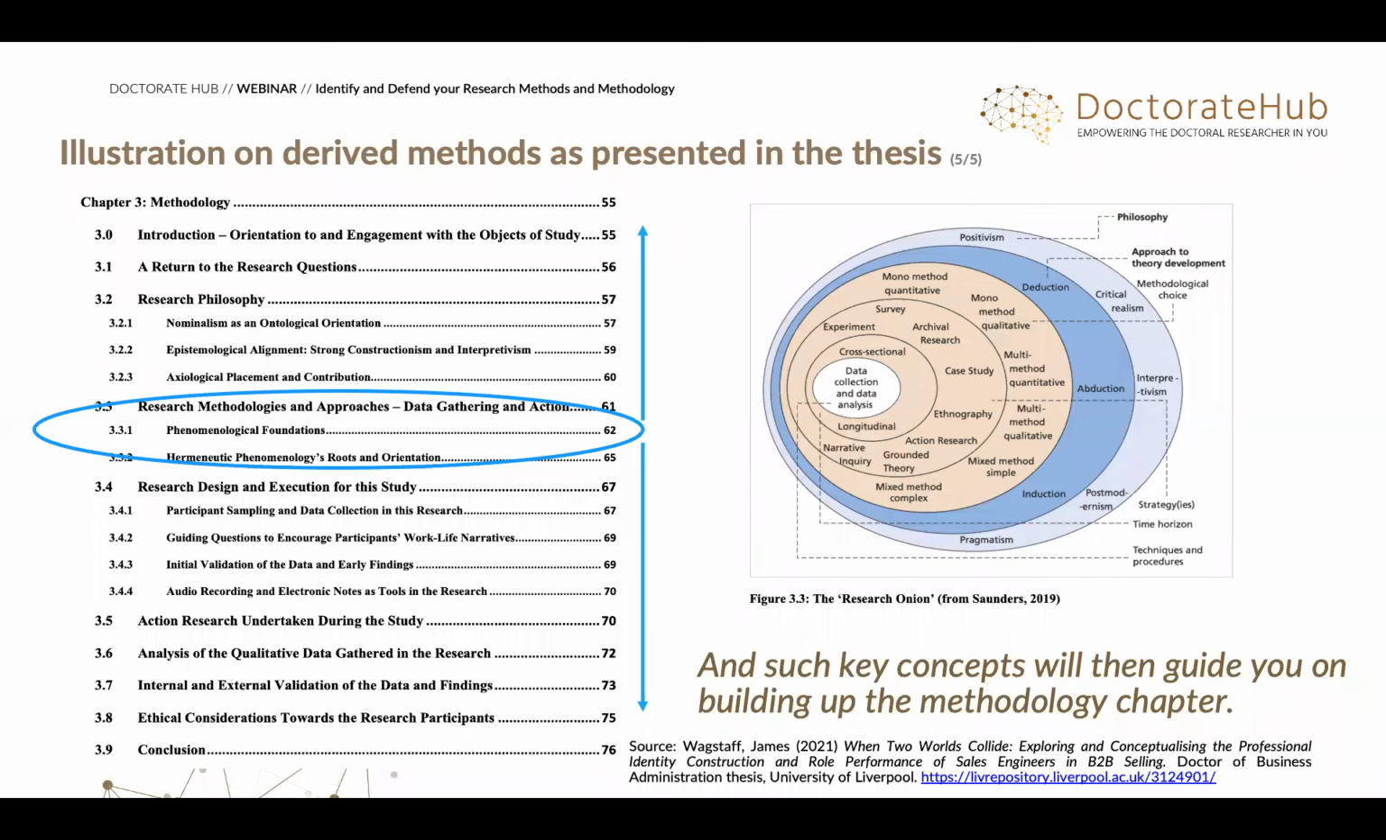If you have a number of studies within your research, then you might apply a number of methods, and each of those methods might need some literature framing. It might need another, like here in 3.4, research design and execution for the study. So therefore you need to repeat it.